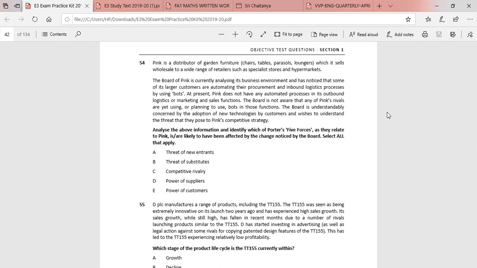Analyze the above information and identify which of Porter's five forces as they relate to Pink are likely to have been affected by the change noticed by the board. Select all that apply.